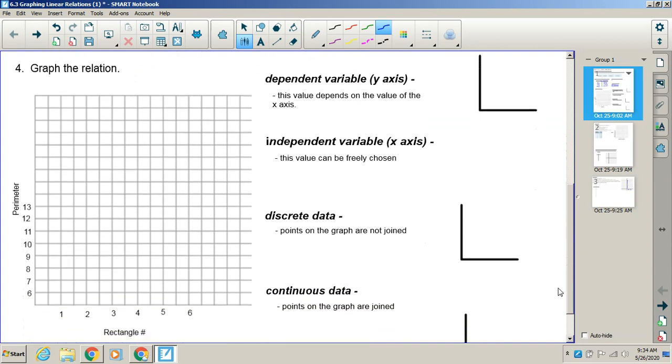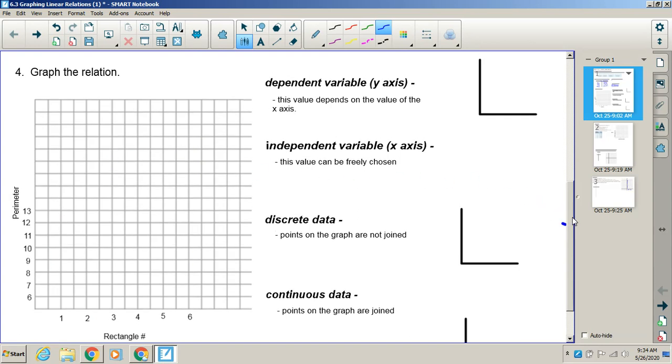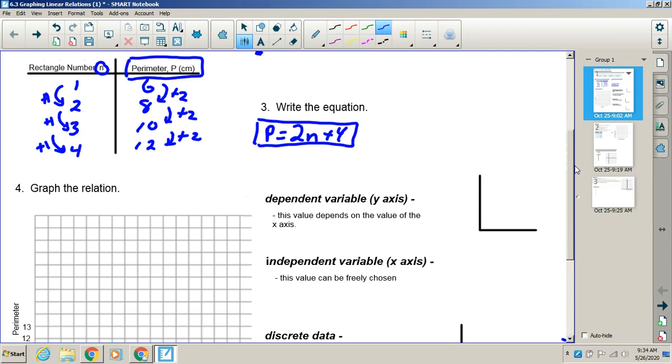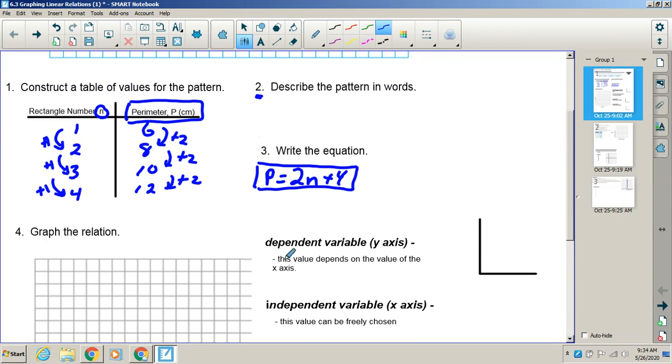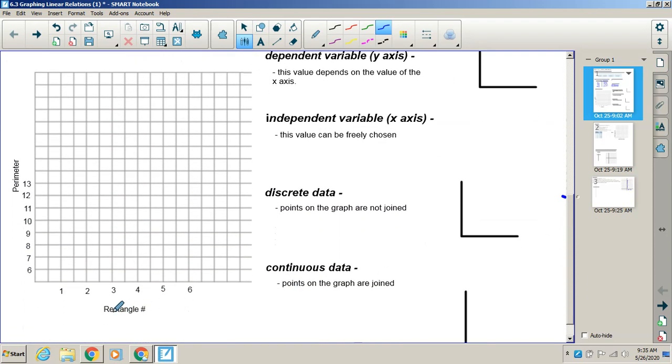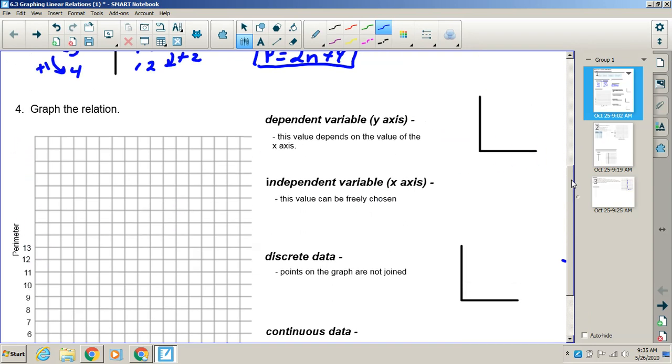Now we're actually going to throw this into a graph. I've made the x and the y axis for you, built so it's a little bit easier to see. As you can see from my table of values, whatever is in the left side of the table always goes on your x-axis, or horizontal axis. The right side will always go on your y-axis, or vertical axis. So when I made this graph, I have rectangle number on the x and perimeter on the y, and it always follows that way with tables of values.